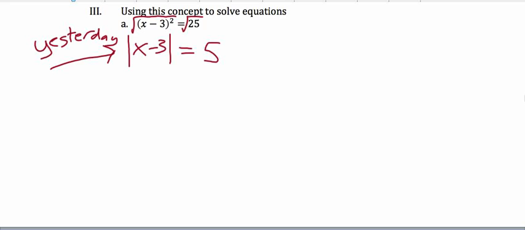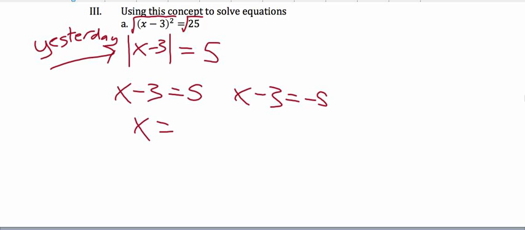There should be two possible answers that get us 5. We should be solving x minus 3 equals 5 and x minus 3 equals negative 5. When we solve both of those, we get x equals 8, and we get x equals negative 2.